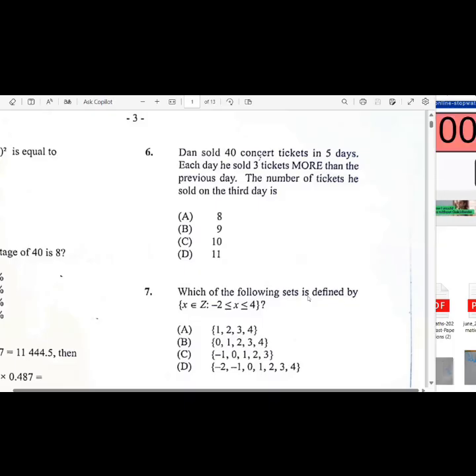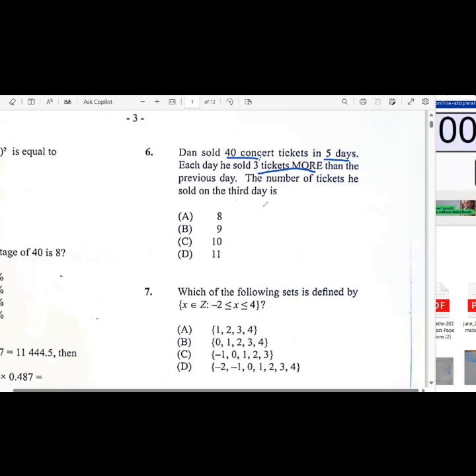We have Dan sold 40 concert tickets in 5 days. So over the period of 5 days, 40 concert tickets. Each day he sold 3 more than the previous day. The number of tickets he sold on the third day.